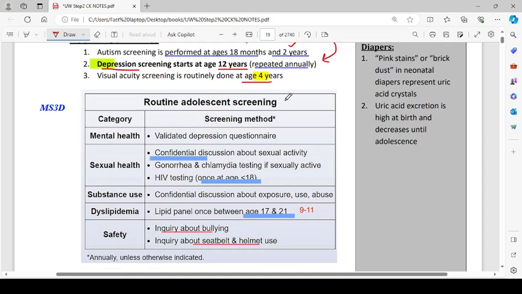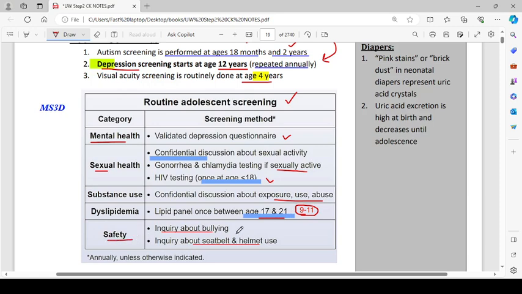Now, routine adolescent screening is also labeled over here. For mental health, it is a validated depression questionnaire. For sexual health, confidential discussion about sexual activity, gonorrhea and chlamydia testing if they're sexually active, and HIV testing once at the age of less than 18. Substance use, confidential discussion about the exposure, use and abuse. Dyslipidemia, lipid panel once between the age of 17 and 21. What is that about? 9 to 11, I think that is something that we do in the children maybe, but lipid panel once between the age of 17 and 21 is done in the adults.